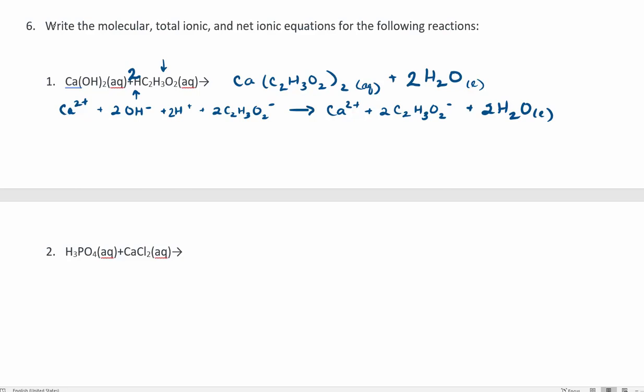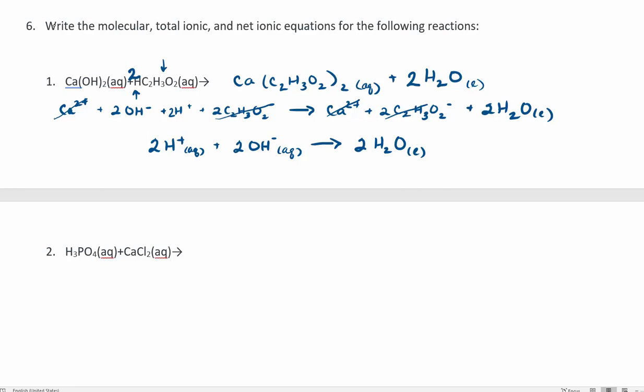Now to write our net ionic equation, what we're going to do is take our total and cancel out what's the same on both sides. There's a calcium on both sides, so I'm going to cancel it out. There are 2 acetates on both sides, so I'm going to cancel it out. So my net ionic equation, this time I am going to put the aqueous in, is going to be the ions on the reactant side that make up the liquid or solid on the product side.